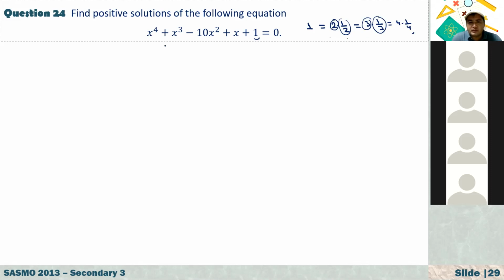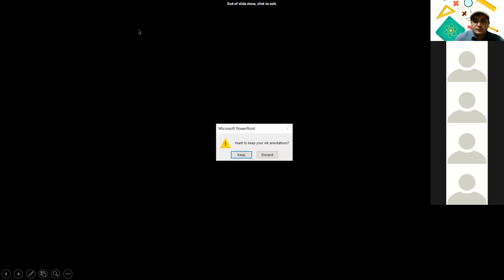So if I substitute 1 here, 1 plus 1 plus 1 and minus 8, it doesn't work, right? How about if x equals 2? If x equals 2, it also doesn't work. 2 to the power of 4 is 16, plus 8, minus 4 times 10, it is 40. It's a big number. It doesn't work here. And how about 1 over 2?